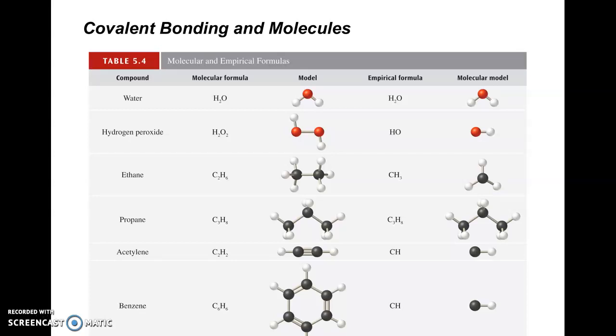So here's some examples. Molecular formula for water is H2O. The empirical formula is the same. But if you're looking at hydrogen peroxide, which is H2O2, the empirical formula is just HO, and you can read through the rest of those.